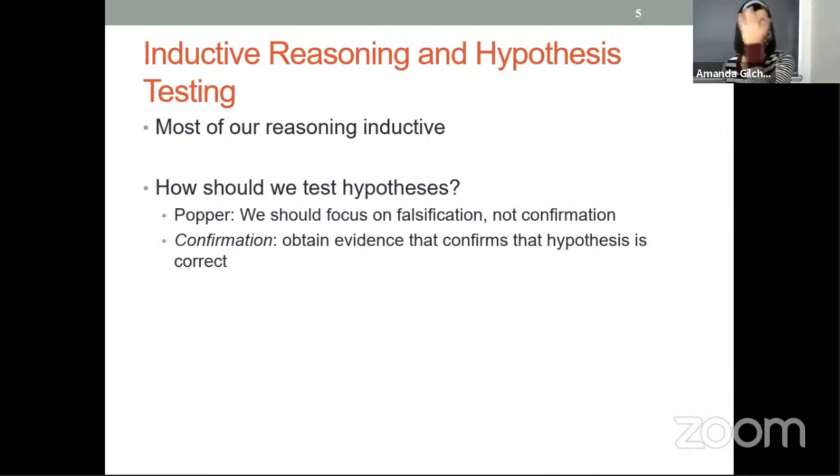A lot of our understanding of how we should scientifically test comes from the work of the philosopher Karl Popper. Popper believed that when we are trying to test a hypothesis, we should not be seeking to confirm that our hypothesis is correct. We should seek to prove it false, or to confirm that it's false. So we should focus on instances that would make the hypothesis false rather than focusing on confirmation, which is basically obtaining evidence that confirms that your hypothesis is correct.